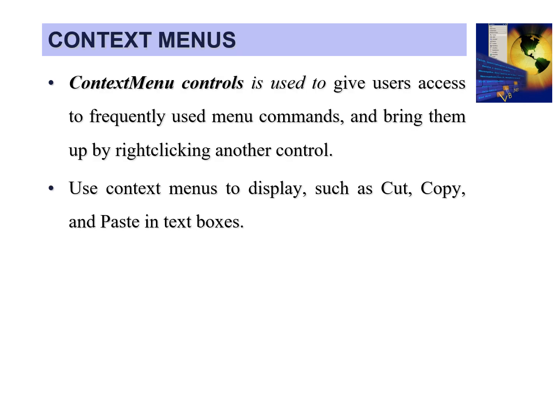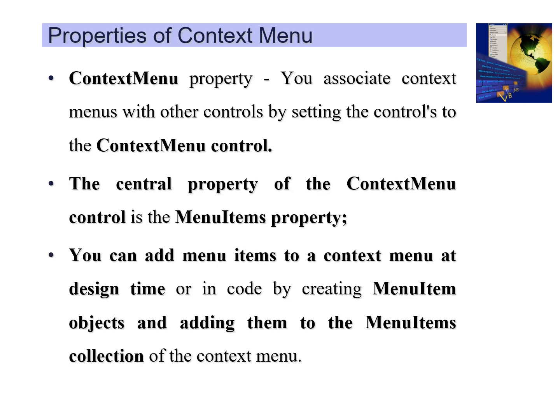Let us see what context menus are. The ContextMenu control is used to give users access to frequently used menu commands, and they are brought up by right-clicking another control. Use context menus to display commands such as cut, copy and paste in text boxes. And these are the properties of the context menu: the ContextMenu property.